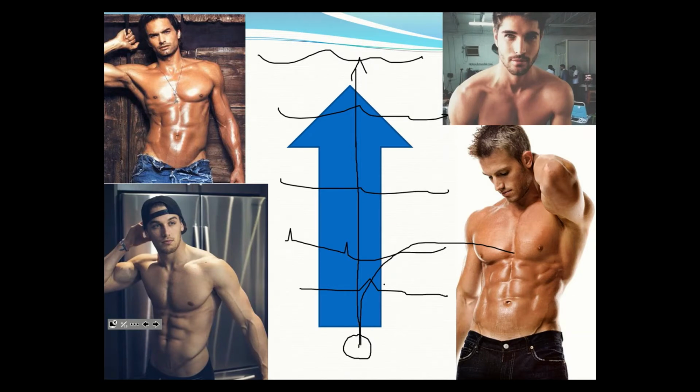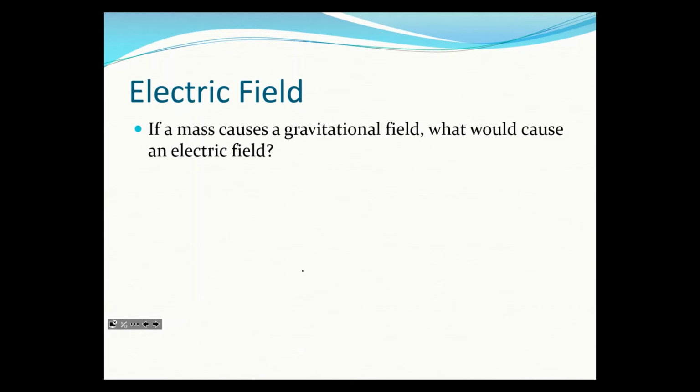If a field exists, an object can experience a force. It doesn't have to experience a force, and that's what we're going to learn. Okay, so electric field. If a mass causes a gravitational field, what causes an electric field? Well, anything that's charged up. If I have extra electrons, or if I'm lacking electrons. If I'm lacking electrons, I'll be positive. If I have extra electrons, I'm negatively charged.